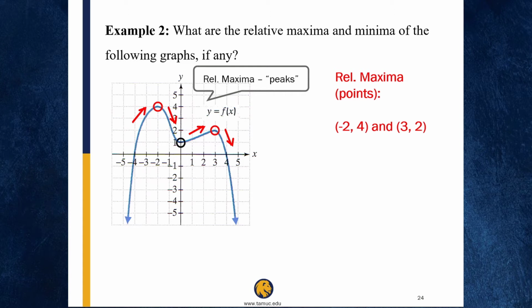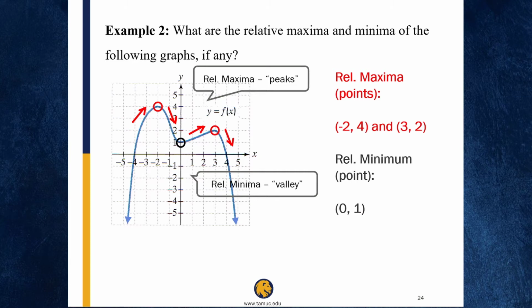We do have this one point down here where the graph goes right down to the point and then turns around and goes back up. We call that the relative minimum, where it goes down into sort of like a valley point where it hits the low point, then turns around and comes right back up. That happens here at the point (0, 1). So that's our relative minimum.